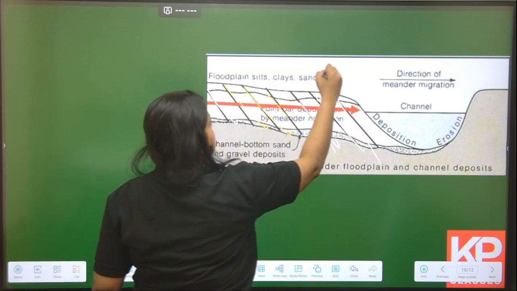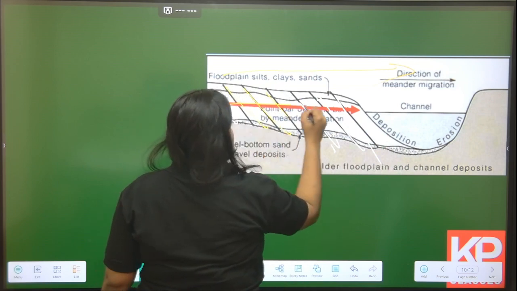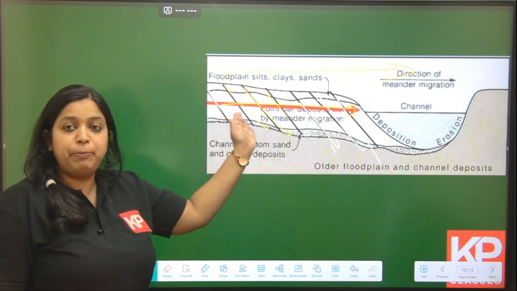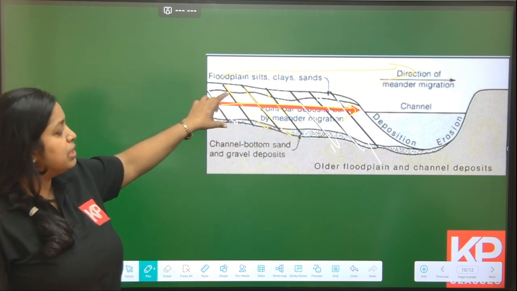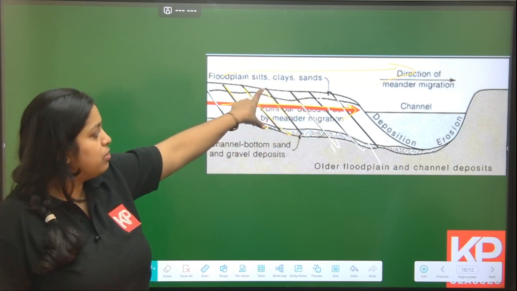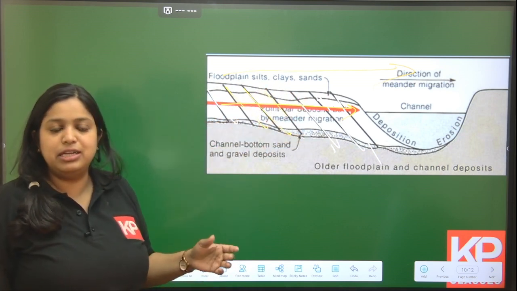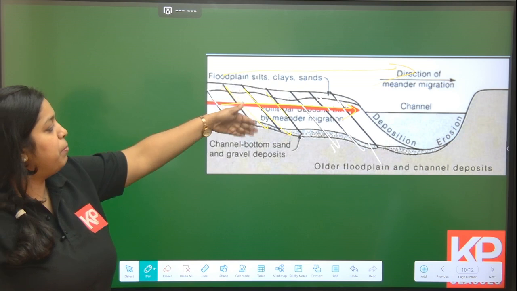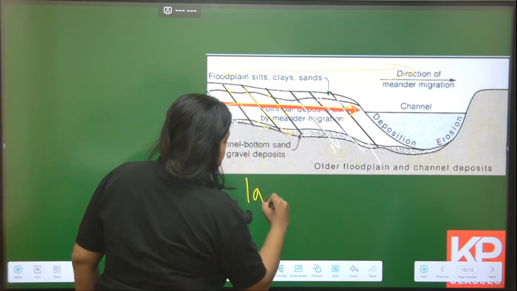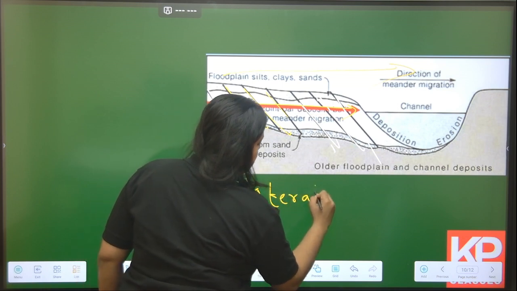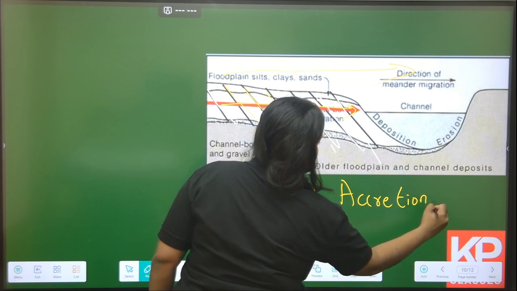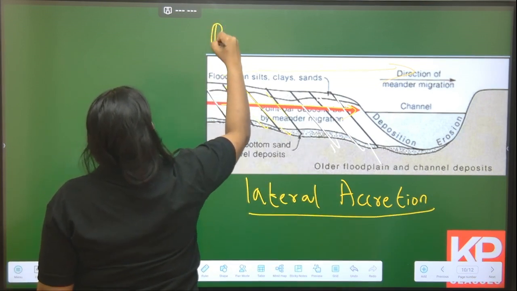Channel migration is happening from this direction. This is the direction of channel migration, which is defined by the dipping direction of the point bar. And you can see that the point bars look like cross bedding, right? This process is called lateral accretion. This is a very important terminology when it comes to point bars.